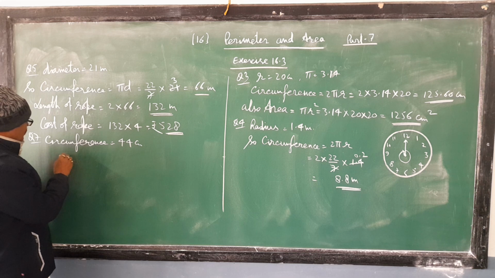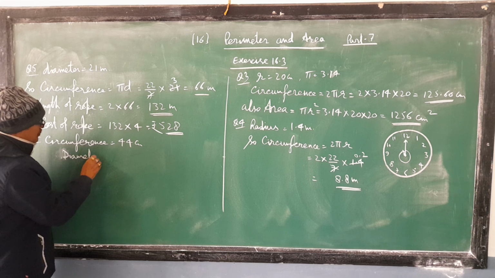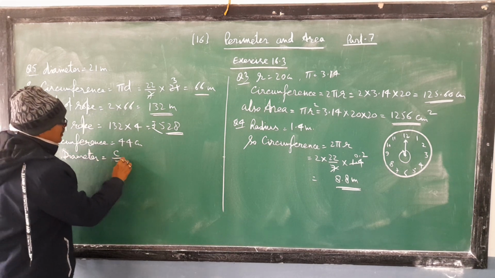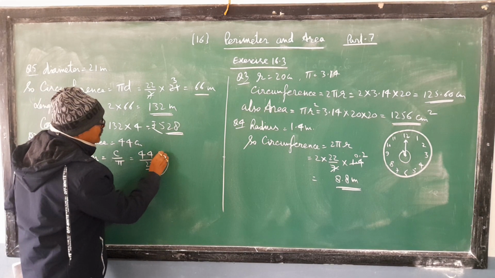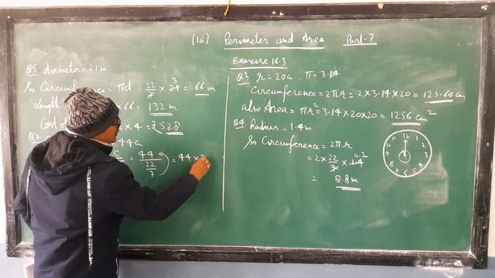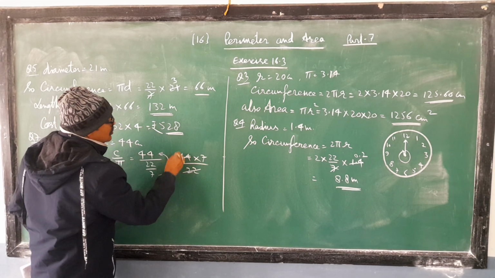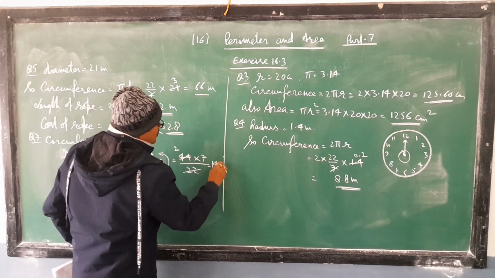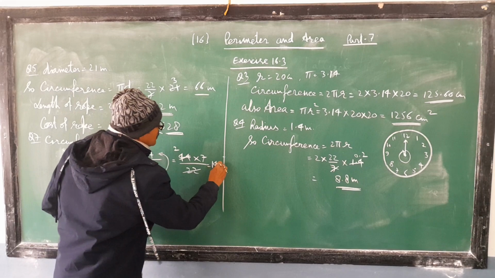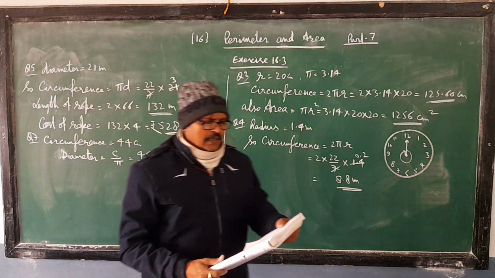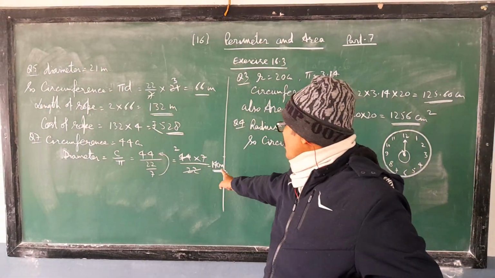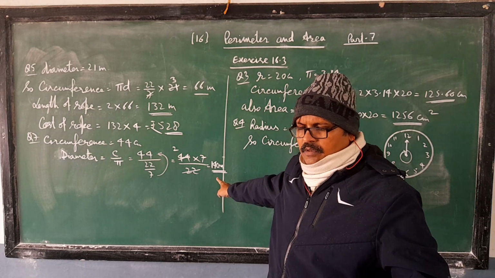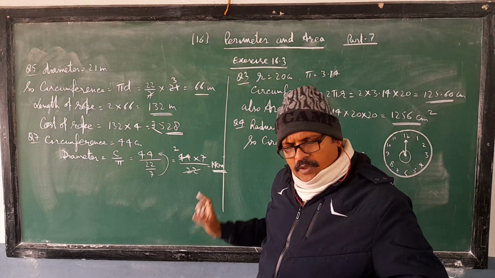Diameter is equal to C upon pi. 44 upon the value of pi, 22 by 7. This 7 will come here. 44 into 7 upon 22. 2 times 7 is 14 centimeter. So, what is the length of the diameter? Diameter is equal to 14 centimeter. All of you are understanding now? One more we can do.